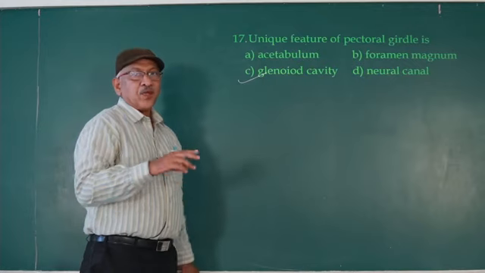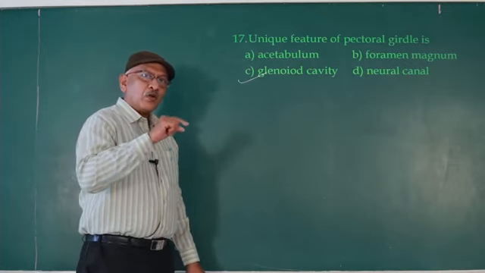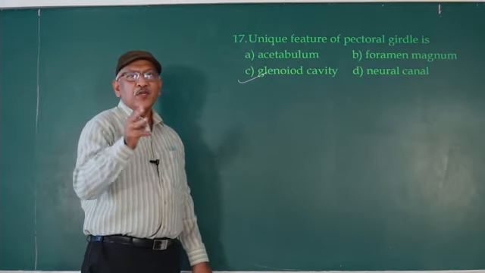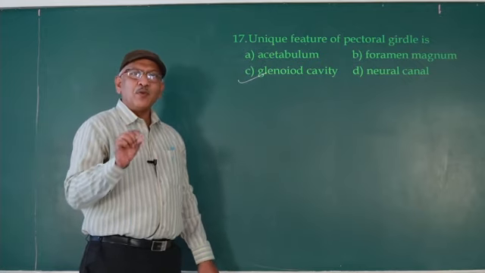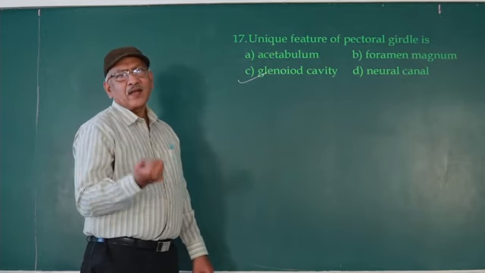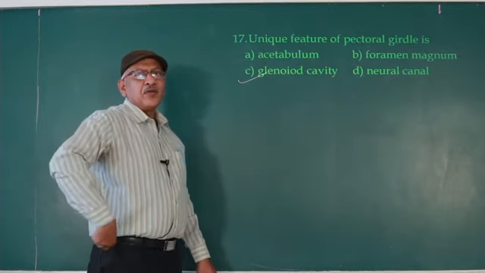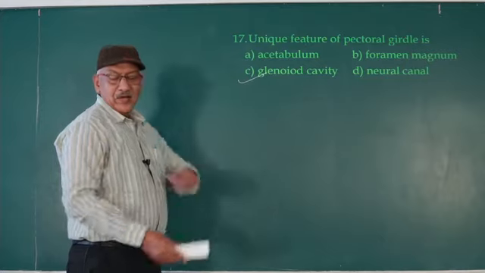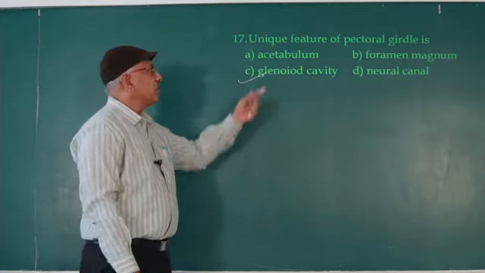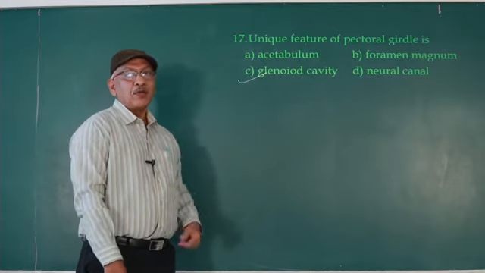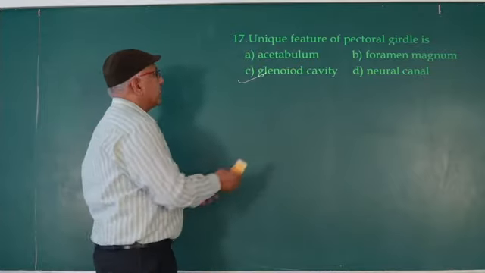What is acetabulum? You already know, each coxal bone of the pelvic girdle is formed by the union of three bones, ilium, ischium and pubis. Due to union of three bones, a cup-like concavity is formed that is known as acetabulum. Head of femur fits into the acetabulum. So it is the glenoid cavity. Glenoid cavity is present in the pectoral girdle. Head of humerus fits into the glenoid cavity.